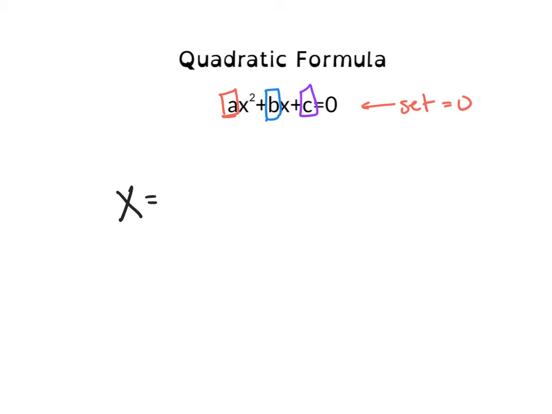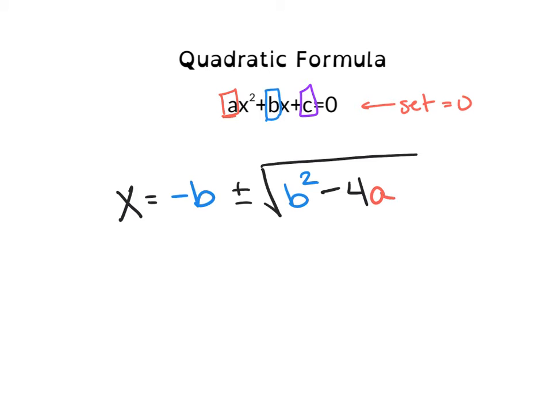To find any x, x is equal to the opposite of B, plus or minus the square root of, we take B and we square it, minus 4 times the A variable times C. And then we take all of this and divide it by 2A. So even if you can't do the math for this, I want to see problems set up correctly like this. So let's look at an example.